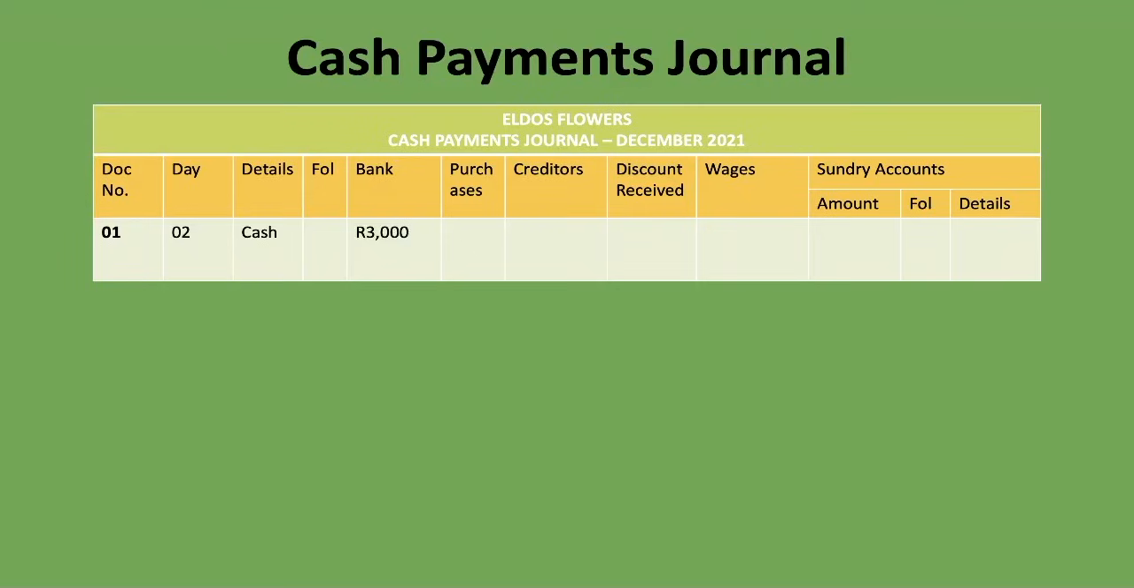How much did we pay? We paid 3,000 Rand, as you saw in the example. And then we go ahead, we see, do we have a column here for rent? Well, we have one for purchases, we have one for creditors, we have one for discount received, we have one for wages. We do not have a column for rent. That means it will go into the sundry account. I hope it's making sense now with what I was explaining earlier. So we put the amount there, 3,000 Rand, and the details is going to be rent. Okay? And we've just completed the first transaction.